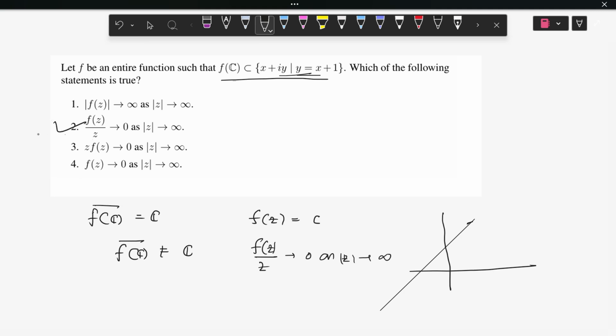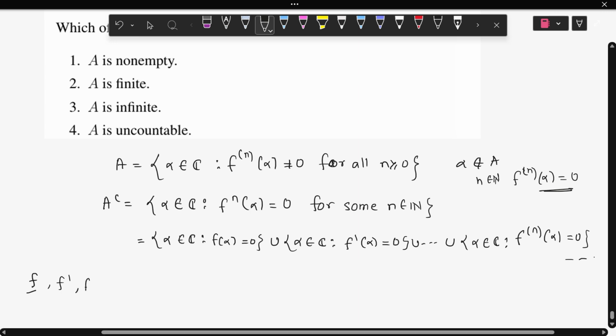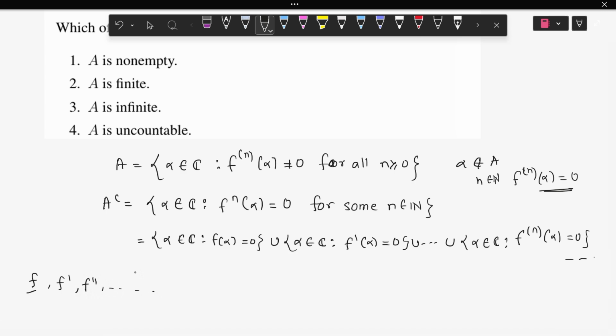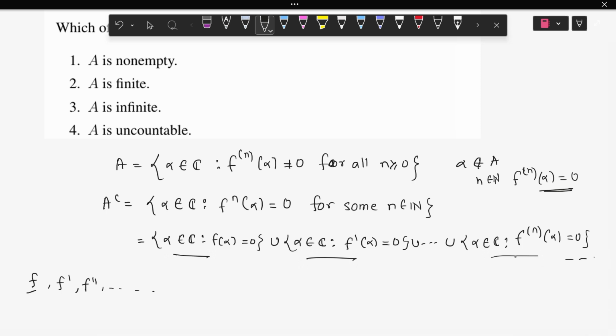It was a very easy question. Now moving on to the next question. f is entire, f double dash is entire, and so on. Each of them is entire. Now we know that zeros of a non-constant entire function are isolated. So all these sets cannot have a limit point. As they don't have any limit point, I can say that they are at most countable. So each of them is at most countable. So this is at most countable, this is at most countable. So I can say that A complement is at most countable.